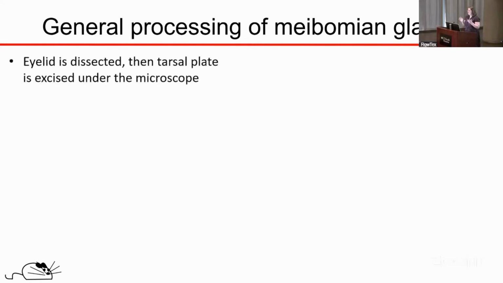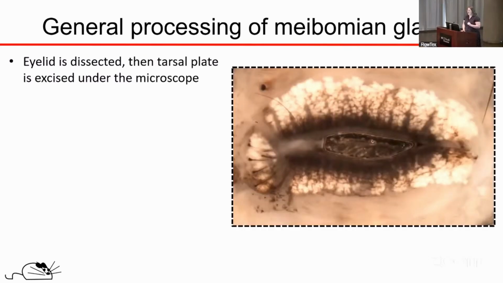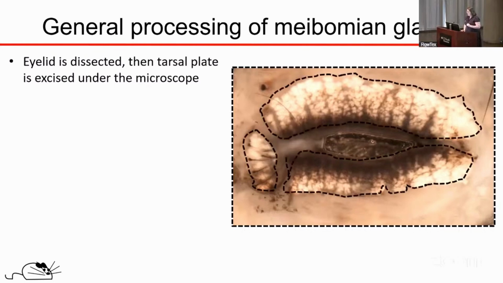So as I told you before, the meibomian glands line your eyelids. So the best way to actually dissect them is to, I'm sorry if this is gross, cut out the eyelids, and then under a microscope, you dissect out the tarsal plates. So here is an image of what the meibomian glands look like. Those fluffy white areas are the actual meibomian glands. And so we are able to dissect them out under a microscope.